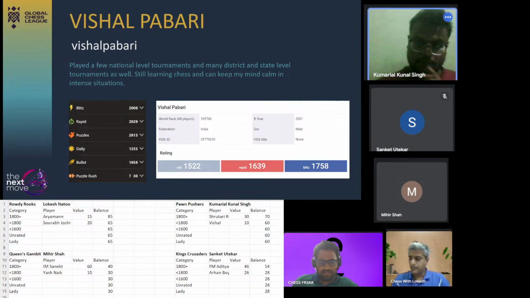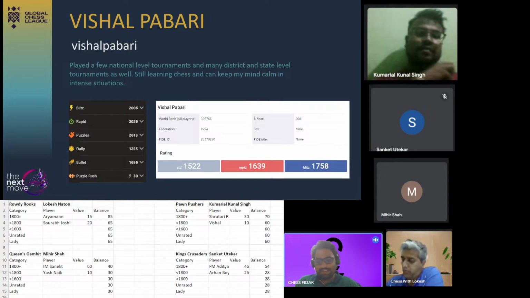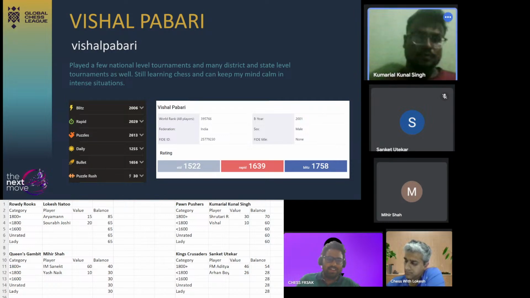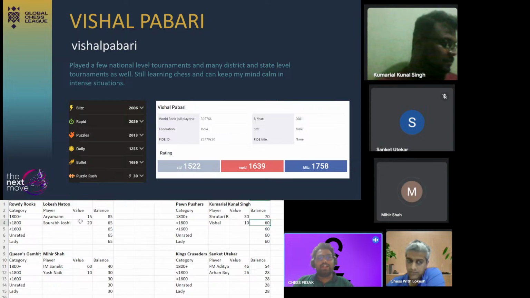He has a blitz rating of 2000 on chess.com, 1758, the top seed of this tournament in this segment, with a blitz rating of 1758, a rapid rating of 1639, and a standard rating of 1522. Played a few national level tournaments and many district and state level tournaments as well. Still learning chess, and his biggest strength, he can keep his mind calm in intense situations. What a steal for Kumar Kunal Singh, Pawn Pushers, getting Vishal Babari, the top player of this segment at only 10 points. That was a steal.